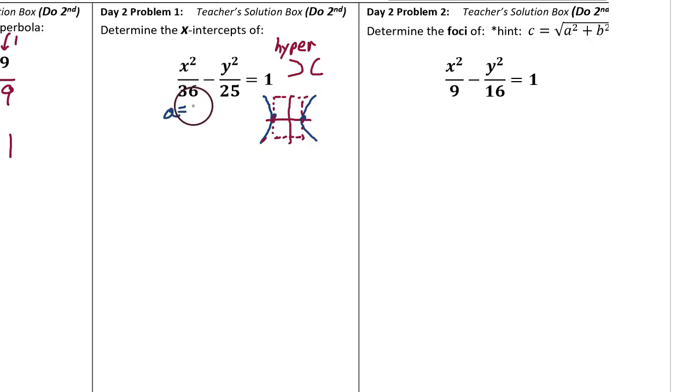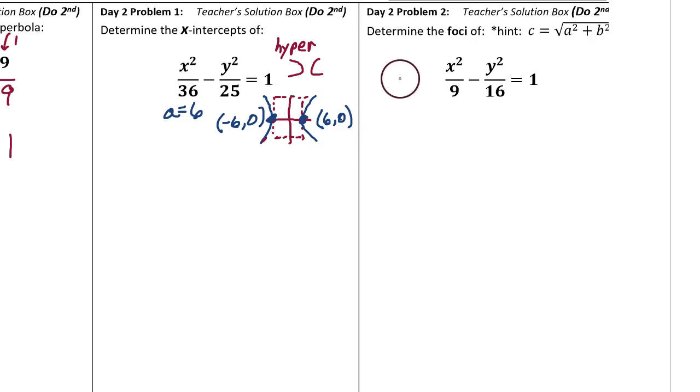Using a square root, a is 6. And what you do with a is you go to the left from the origin to get this x-intercept, and you go to the right from the origin to get this x-intercept. So when you go left, the x-intercept is (-6, 0). When you go to the right from the center, the x-intercept would be (6, 0). Those are the coordinates of those two dots on the hyperbola.